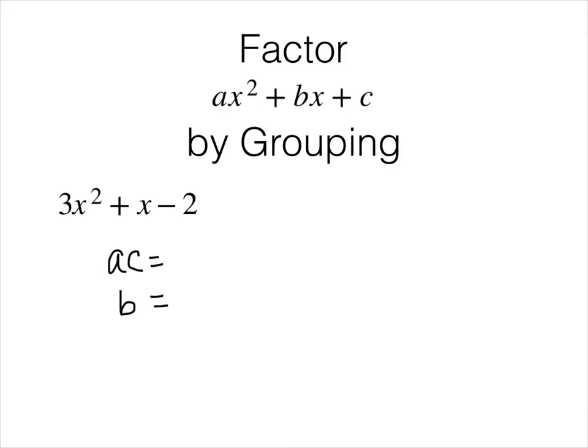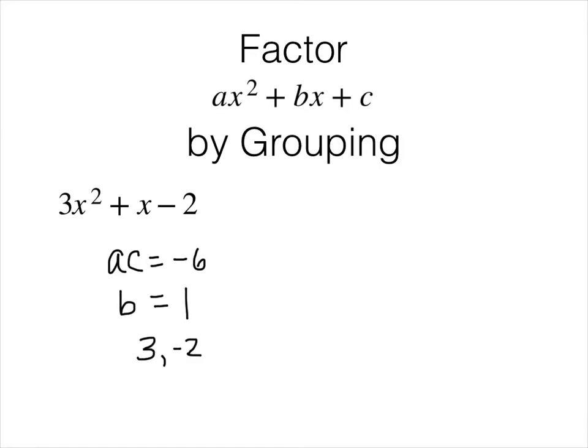Hopefully you paused it and tried it out, but here we go. AC is 3 times negative 2, which is negative 6, and B is positive 1. So what are the factors of negative 6 that add up to positive 1? Well, again, they are 3 and negative 2. And we need to be thinking about our integer math here, just like we did in the previous video.